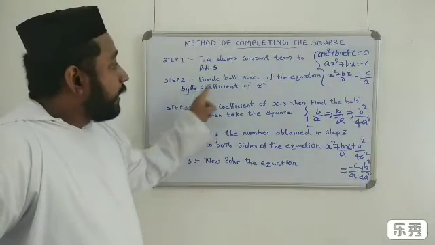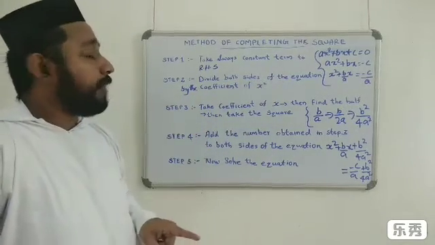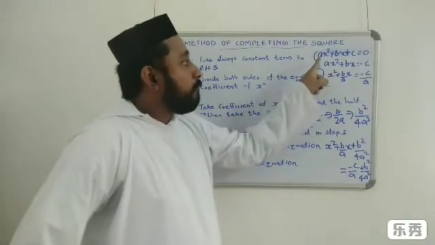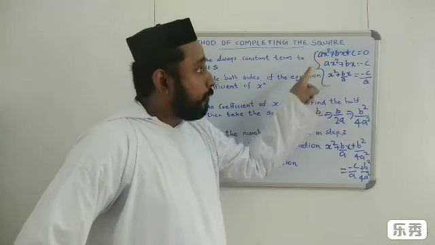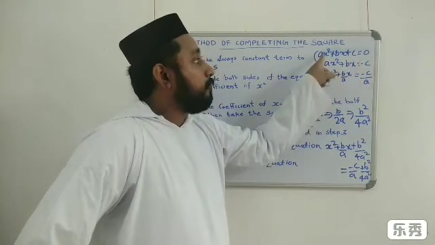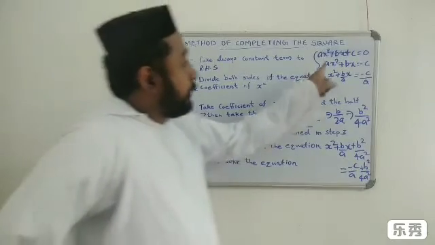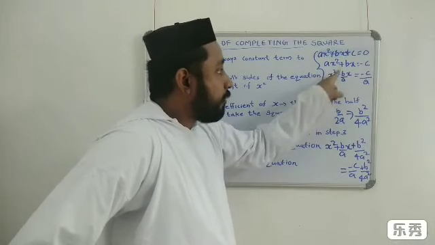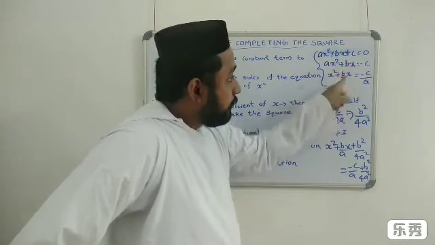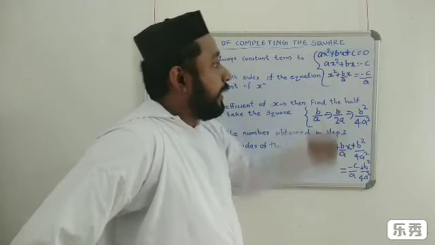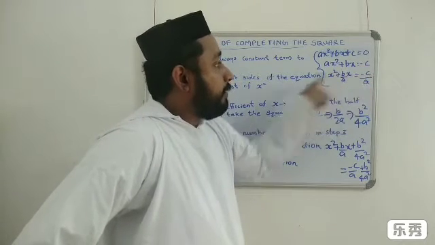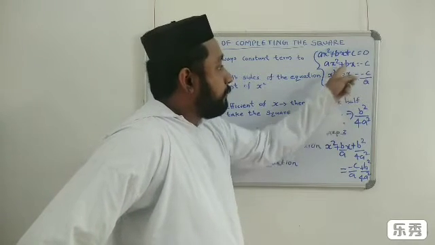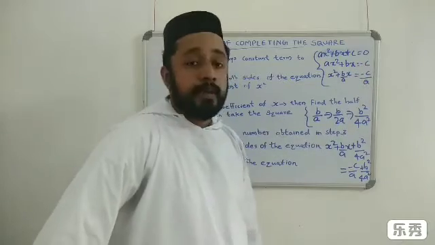In the second step, divide both sides of the equation by the coefficient of x². Divide throughout this equation by the coefficient of x². We know that the coefficient of x² is a. So we have to divide the entire equation by a. When we divide by a, the a cancels and we get x², that is, the coefficient of x² becomes 1. Dividing bx by a and the right side by a, we get x² + (b/a)x = -c/a.